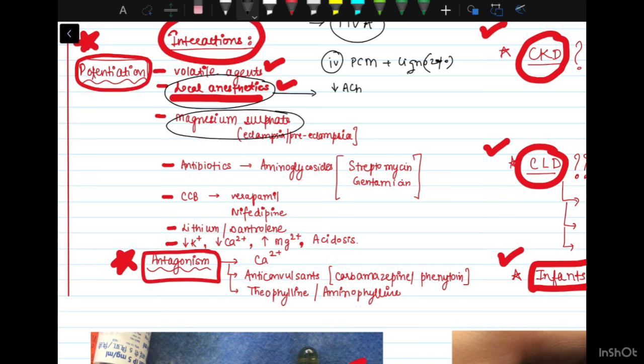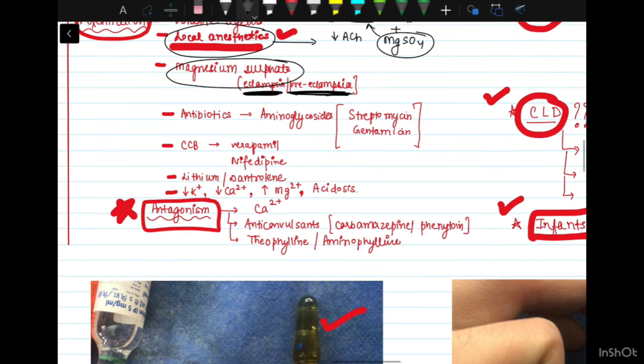Then magnesium sulfate. This is again a part of the analgesia regime. Many people add lignocaine to PCM, and similarly many people add magnesium sulfate to paracetamol to increase the efficacy of analgesia. Also, in eclampsia or pre-eclampsia patients, obstetric patients, who are on magnesium sulfate infusions, the need for muscle relaxant will reduce.